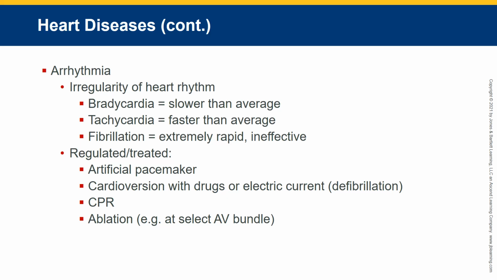In fibrillation, the heart rhythm is very fast, but it's not producing a lot of output from the heart. It's ineffective. And so what they'll do if someone has fibrillation is they'll do a couple of things.